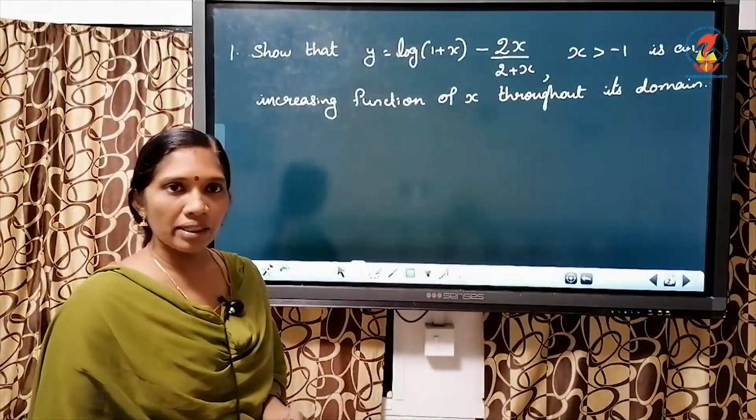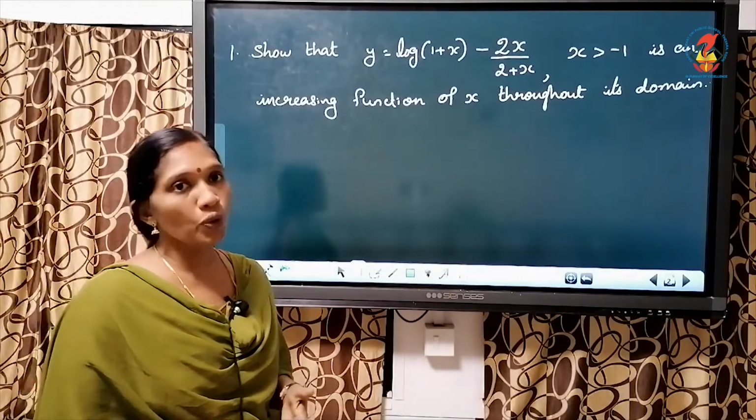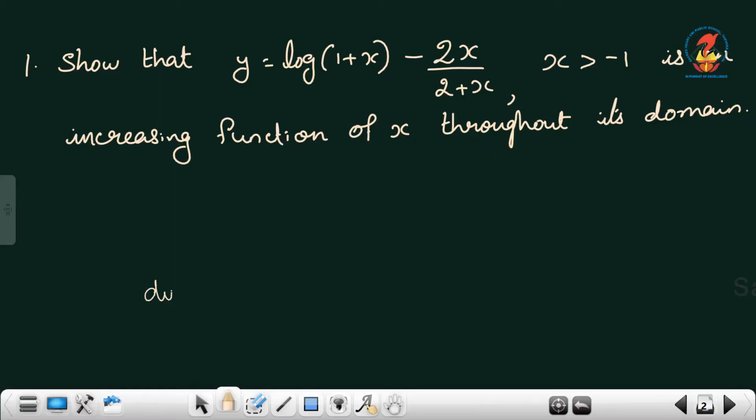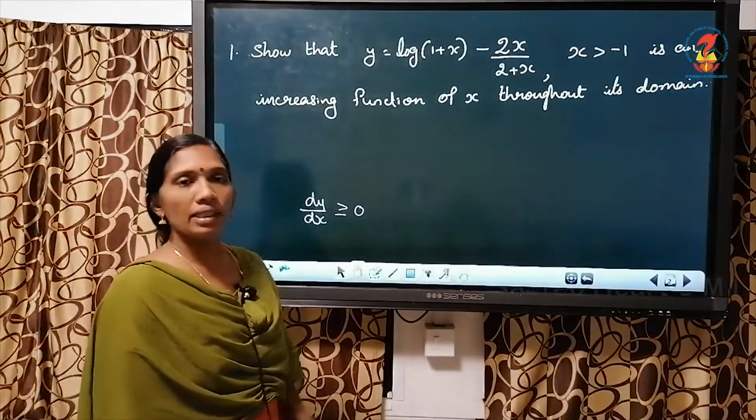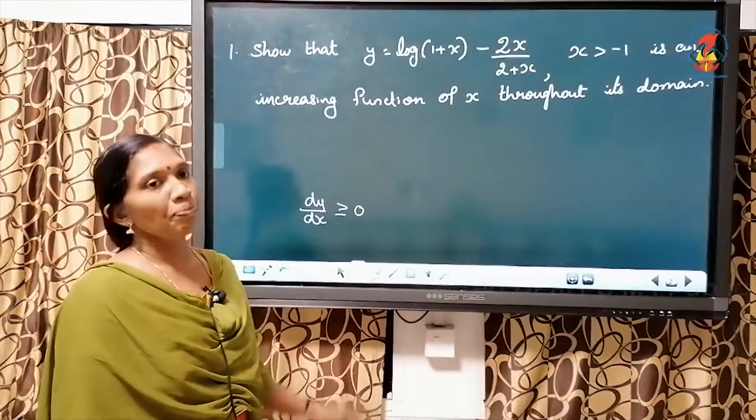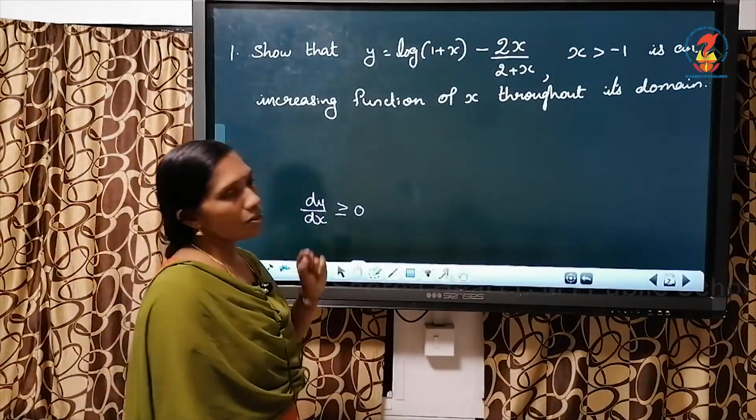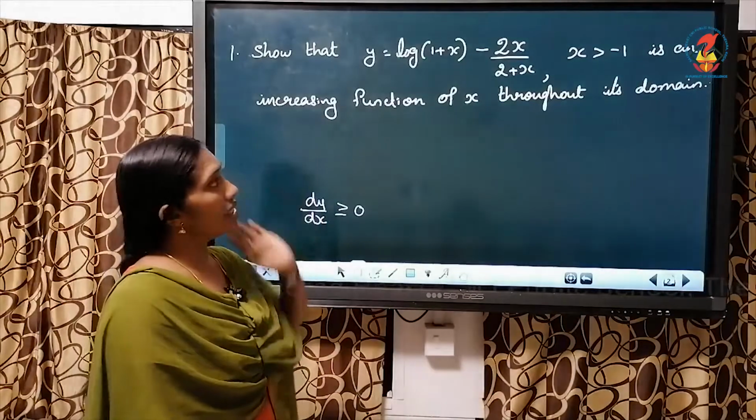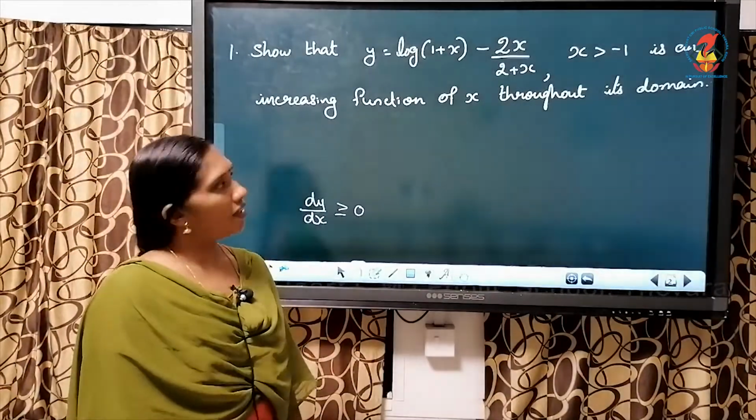What do you mean by increasing function? What we have to prove? We have to prove dy by dx is greater than or equal to 0. If it is greater than 0 only, then it is strictly increasing. If it is greater than or equal to 0, then the function y is an increasing function.